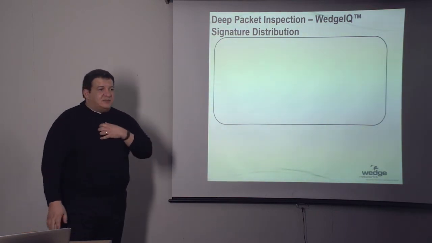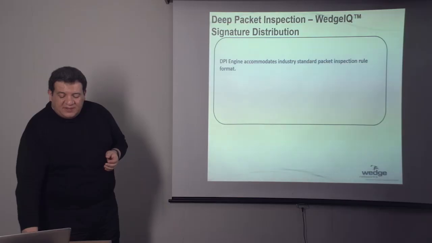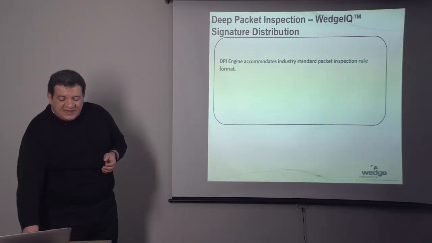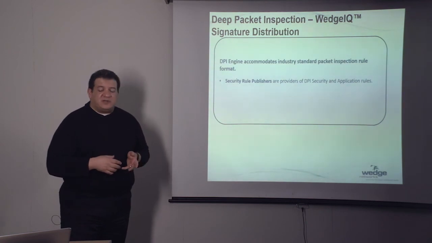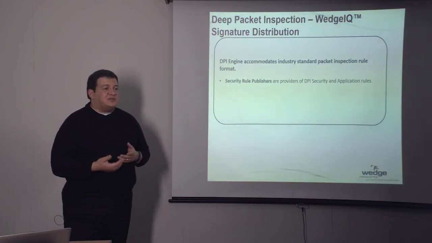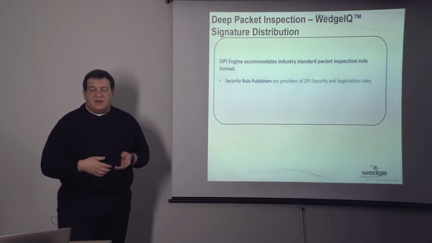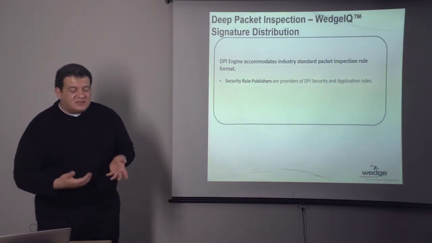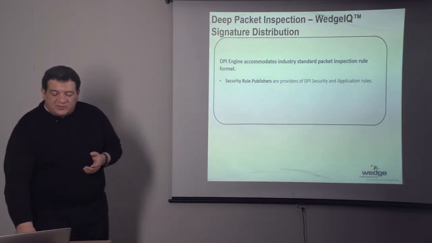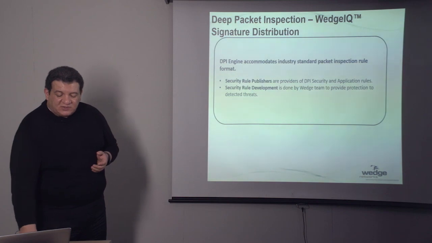Now, all of that is good, but the most important thing to recognize is how rules can be updated. The update mechanism we have is called WedgeIQ, which is a signature distribution cloud. The way it works is as follows. We have a lot of partners in the industry that provide their own security rules. You can license them on a per need basis or per installation basis. These are providers of DPI security and application rules.